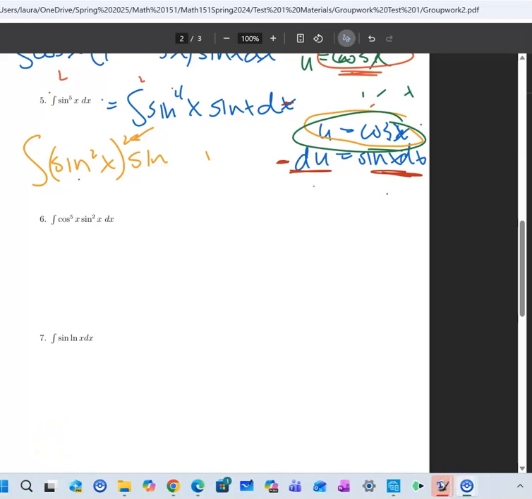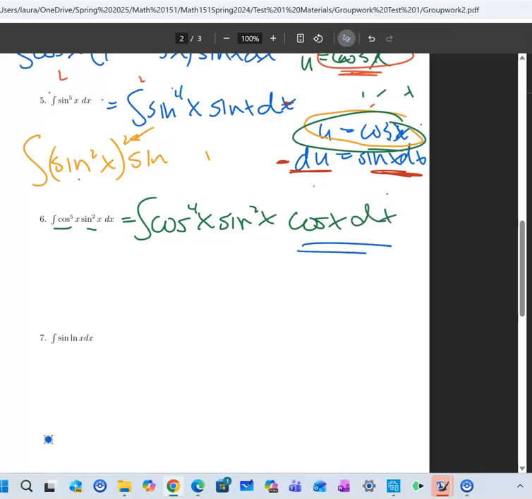So here we have a cosine and a sine. They're not both even powers, so no half angles. So I want to peel off a cosine. So make it cosine to the fourth of x, sine squared of x, and peel off the cosine of x. And that's what's going to make my good du. So du is cosine of x, u is sine of x.